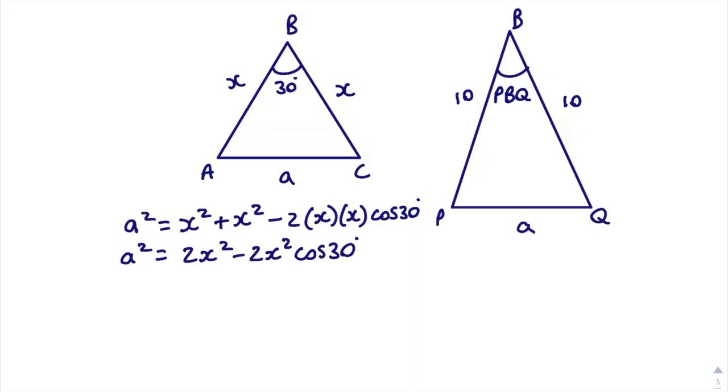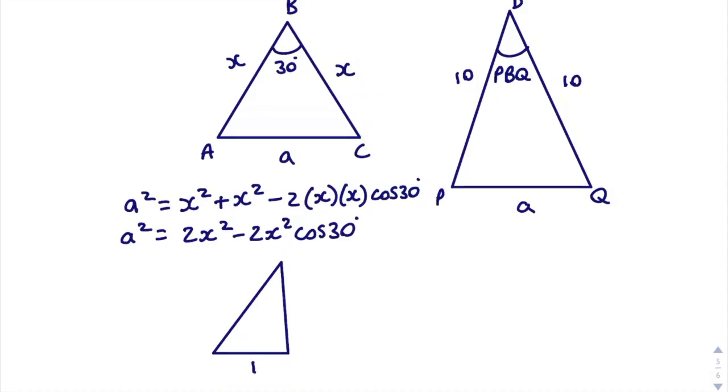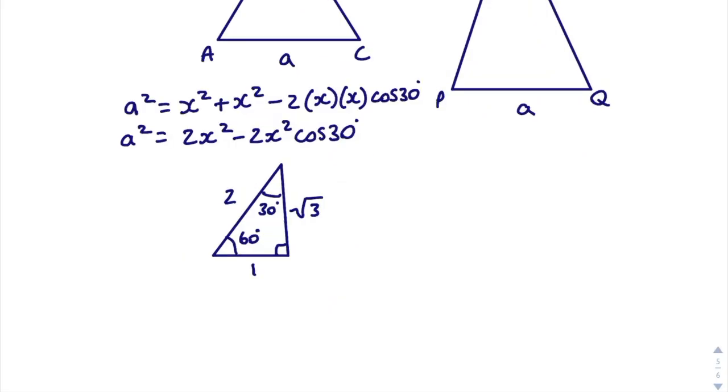Now, we do have to know what cos 30 is without using a calculator, so we can use one of our trig triangles. So we can say that this is a side length of 1, this is a side length of 2, so that must have a side length of root 3. That's an angle 60, that is an angle 30. And cos 30 is adjacent over hypotenuse, so it's equal to root 3 over 2.